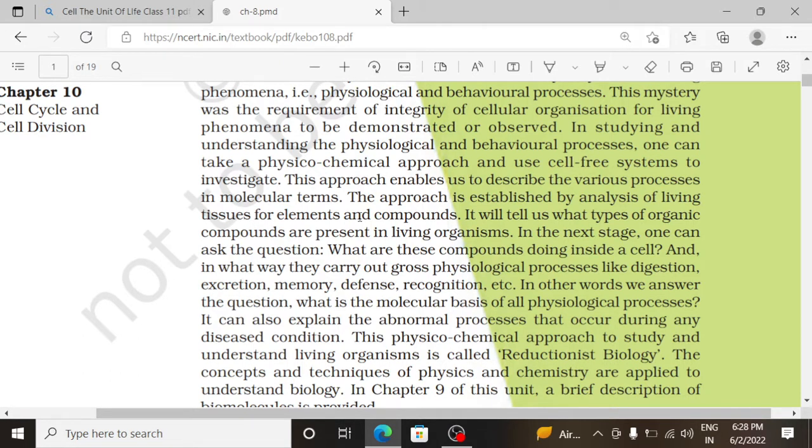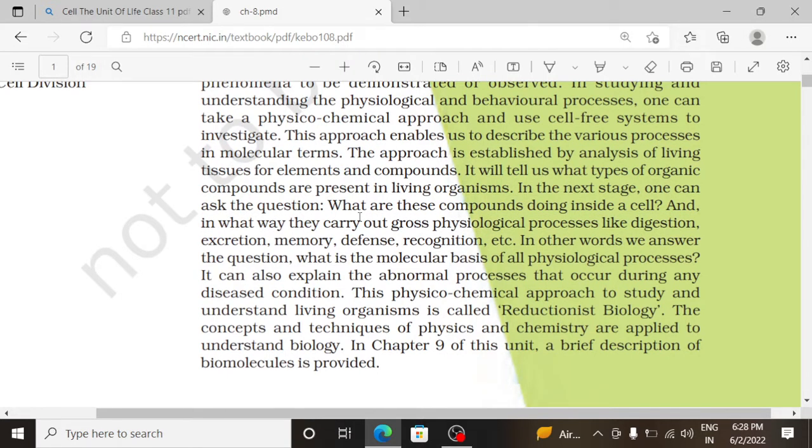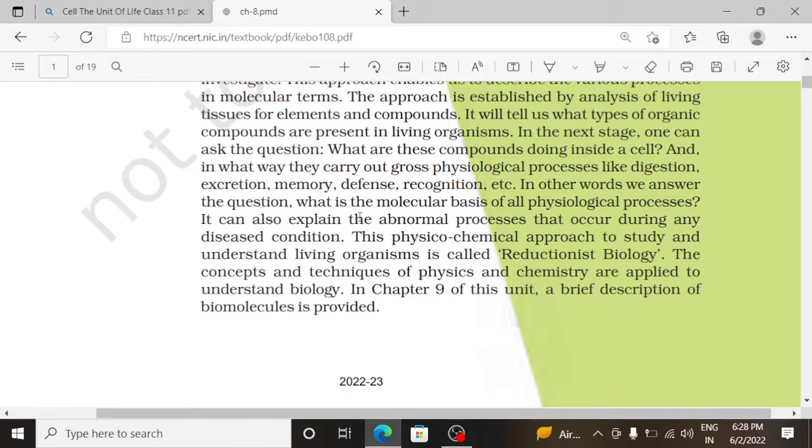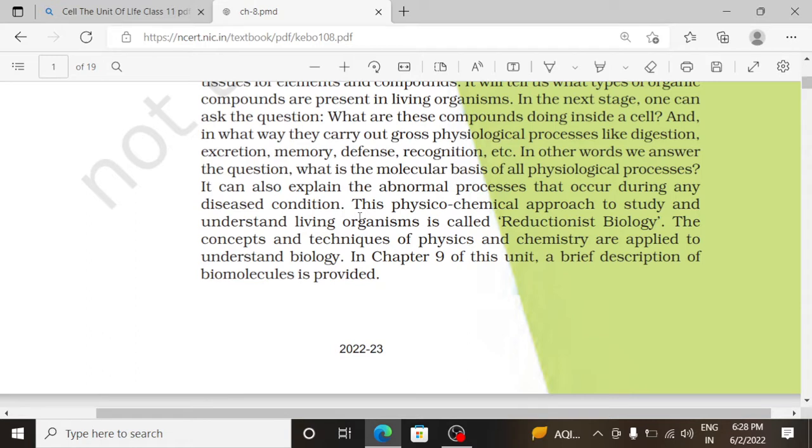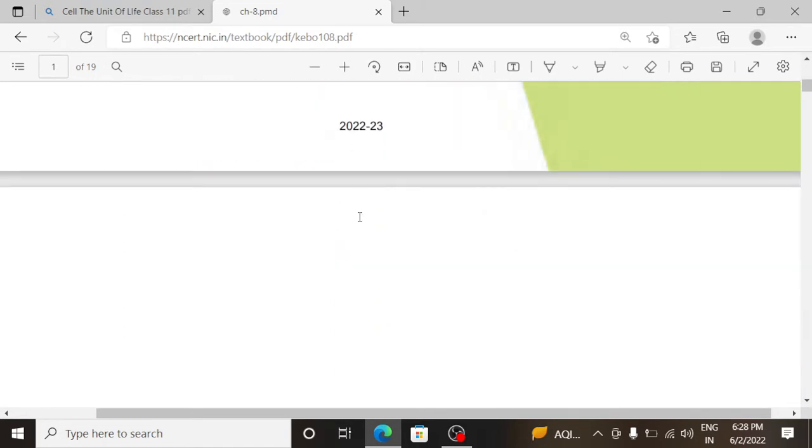In other words, we answer the question, what is the molecular basis of all physiological processes? It can also explain the abnormal processes that occur during any disease condition. This physico-chemical approach to study and understand living organisms is called reductionist biology. The concepts and techniques of physics and chemistry are applied to understand biology. In chapter 9 of this unit, a brief description of biomolecules is provided.